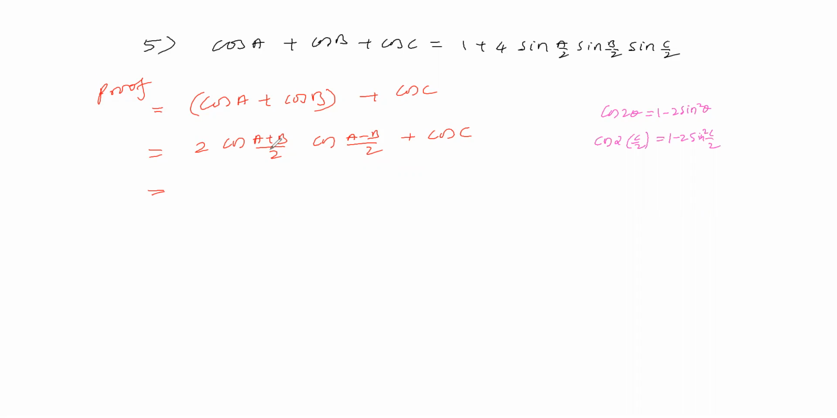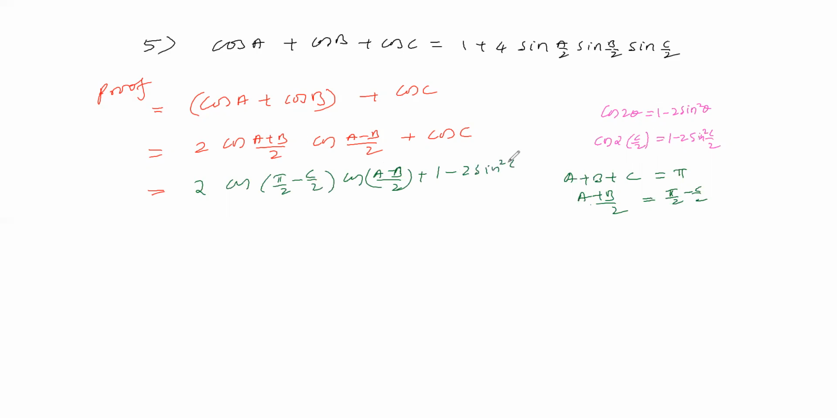Now see here, this cos((A+B)/2). What can we substitute for (A+B)/2? Since A plus B plus C is equal to pi, dividing by 2, (A+B)/2 is equal to pi/2 minus C/2. So in this place we substitute cos(pi/2 minus C/2) into cos((A-B)/2), plus cos C, which is 1 minus 2 sin square(C/2).